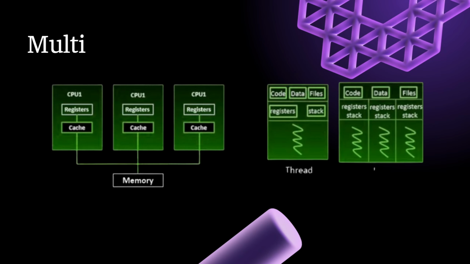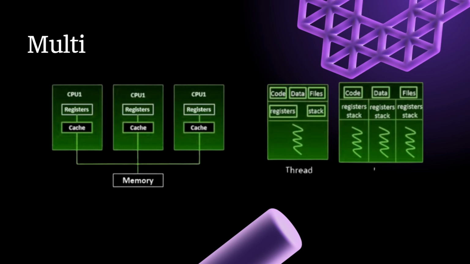Multiprocess. Multiprocess refers to the use of multiple independent processes running simultaneously. Each process operates in its own memory space and resources, which isolates them from each other. This isolation ensures that a problem in one process does not directly affect others. However, communication between processes can be slower and requires specific inter-process communication (IPC) mechanisms.